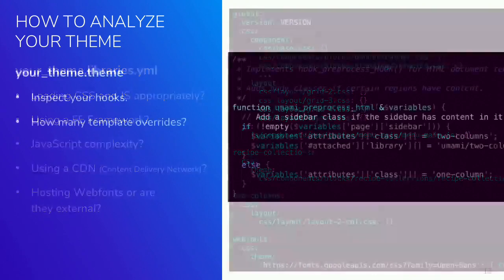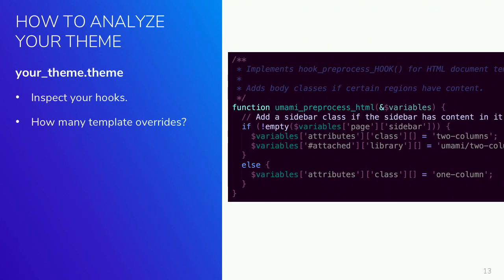The next file is your theme.theme file. When you open that up, again, if you're inheriting a project, you're going to see all the preprocess hooks and all the template overrides. Just by looking at this, you're going to get a good gauge for how complex it is, and different areas of the site that you should keep in mind as you take on this theme.